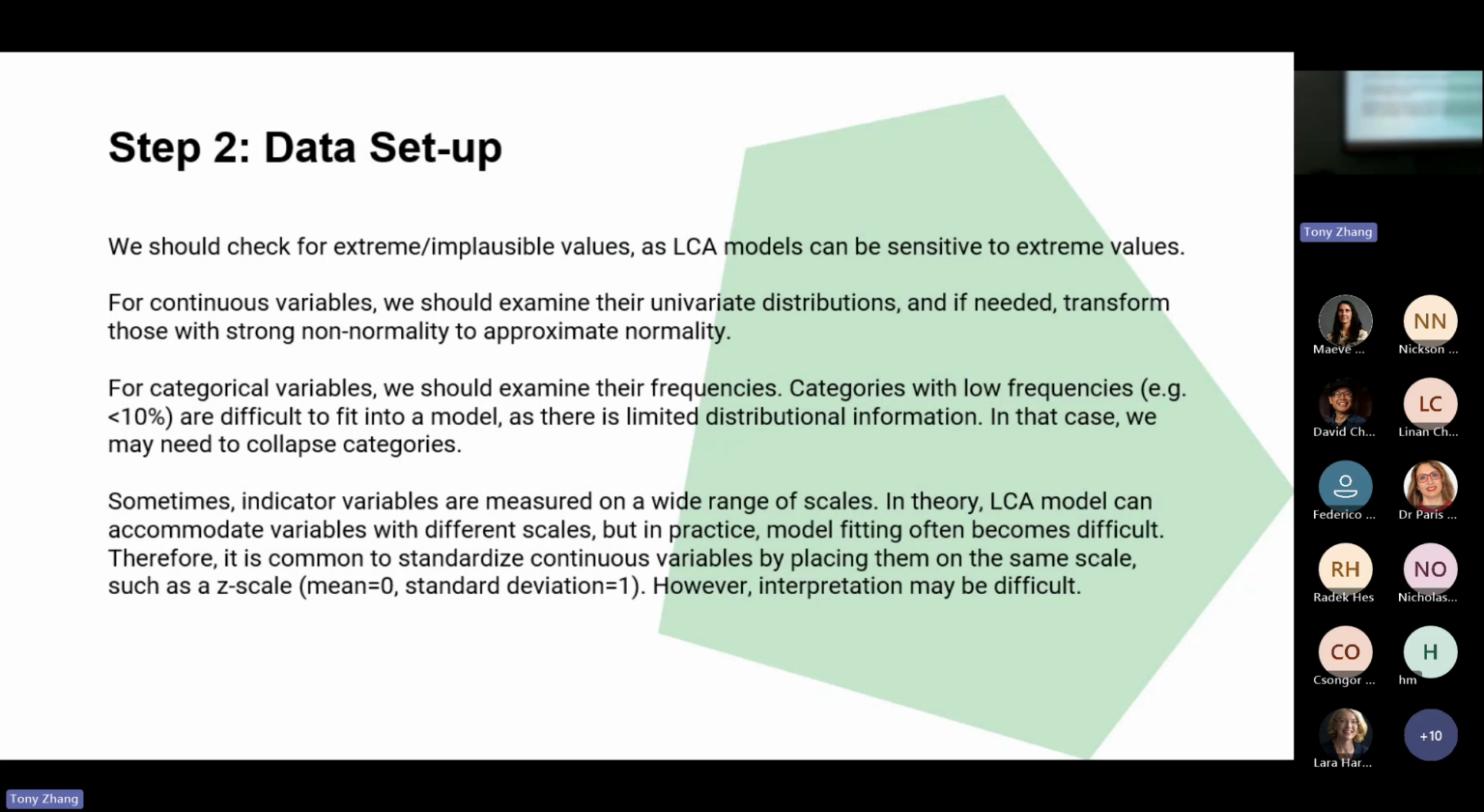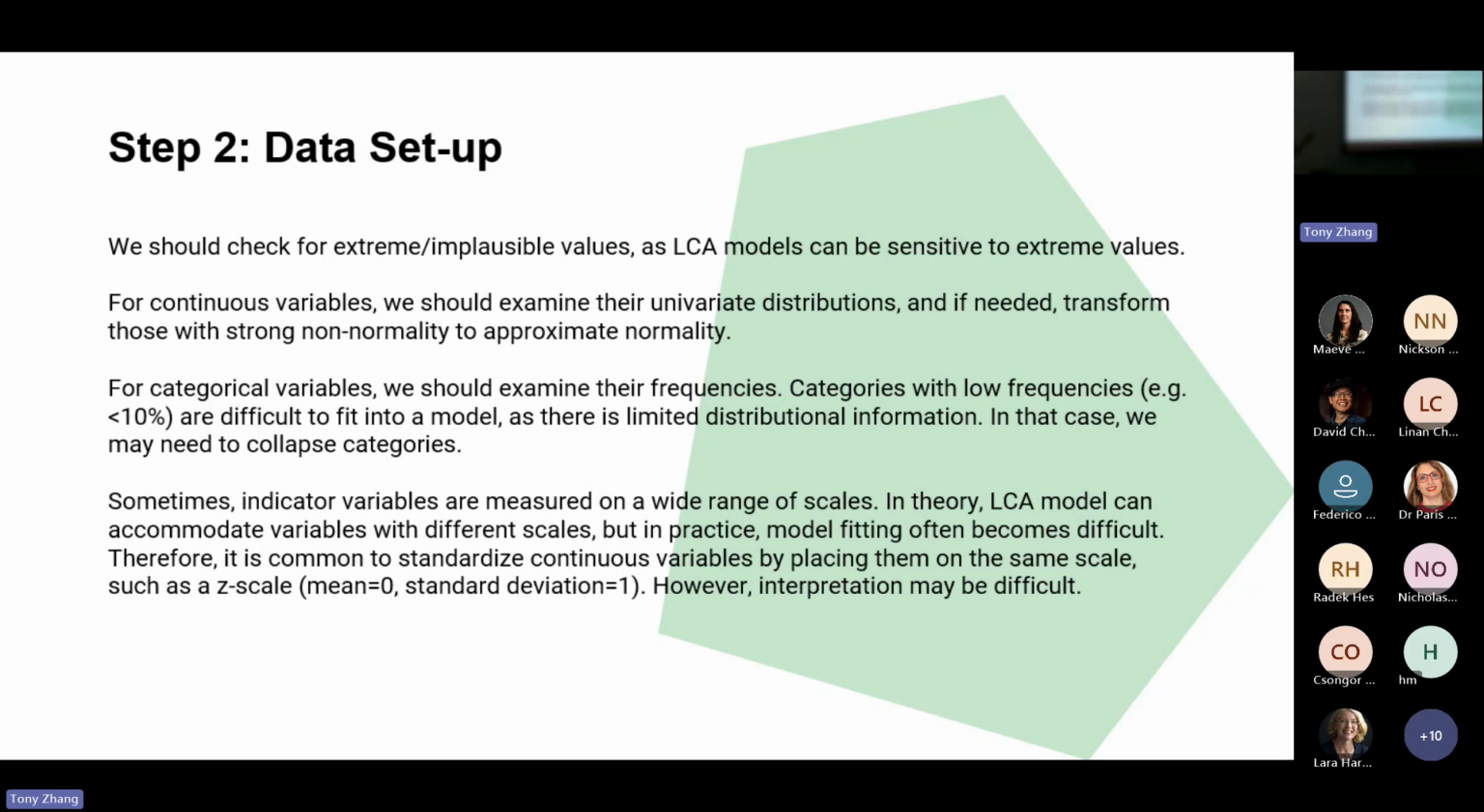And step two is the data setup. Once all the indicator variables are chosen, before you do the analysis, you need to do a data checkup. You need to check for extreme values, because LCA models can be sensitive to extreme values. Also, normally for continuous variables, you need to examine the univariate distribution of each indicator variable. And if needed, you need to do some sort of transformation. The type of transformation is arbitrary, maybe log transformation, maybe square root, it doesn't matter.